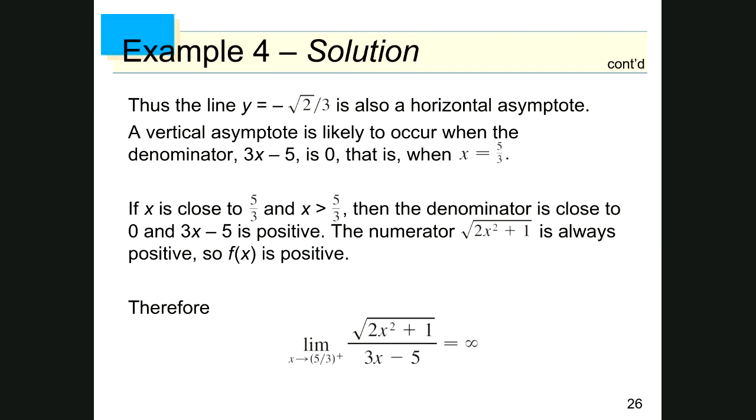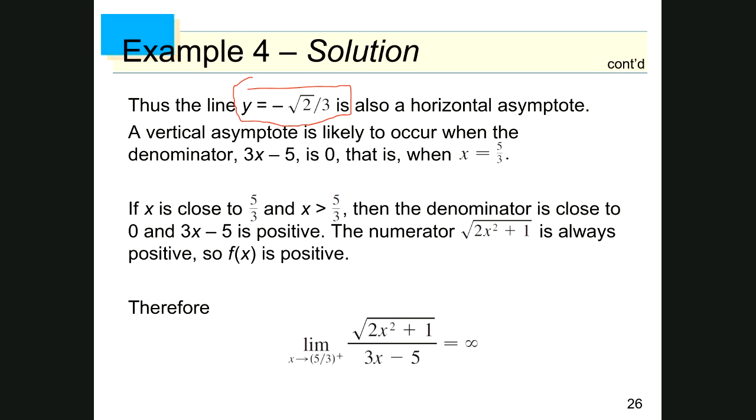Any question before I continue? All right, if there's no question, now we've seen that y equals minus root 2 over 3 is also a horizontal asymptote.